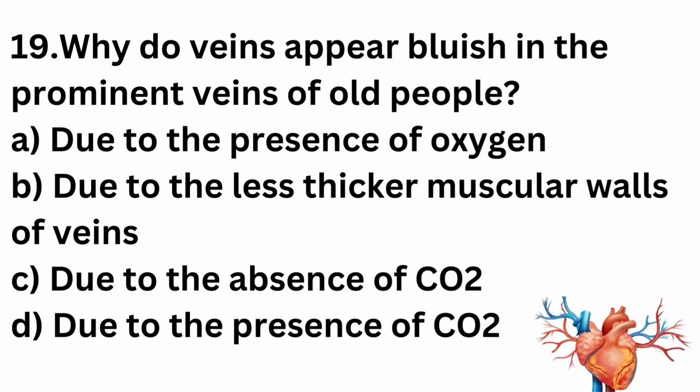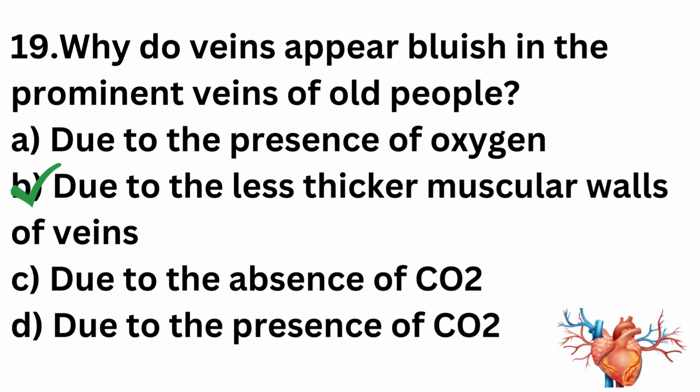Why do veins appear bluish in prominent veins of old people? Due to the presence of oxygen, or due to the thinner muscular walls of veins, due to the absence of CO2, or due to the presence of CO2? The correct option is B, because the blood is not blue in veins, it's dark red. So from outside it looks blue.